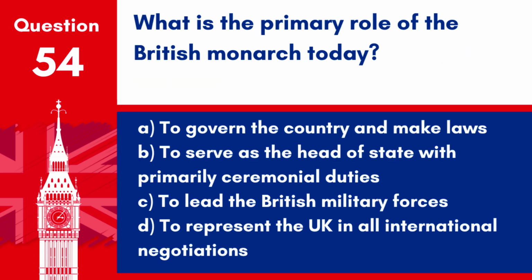Question 54. What is the primary role of the British monarch today? A. To govern the country and make laws. B. To serve as the head of state with primarily ceremonial duties. C. To lead the British military forces. D. To represent the UK in all international negotiations.